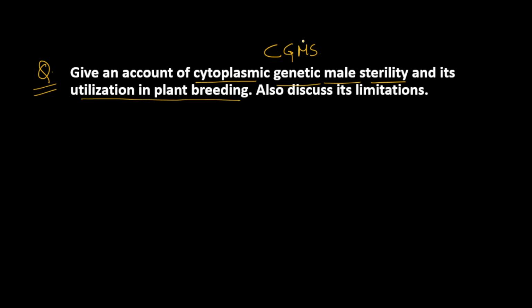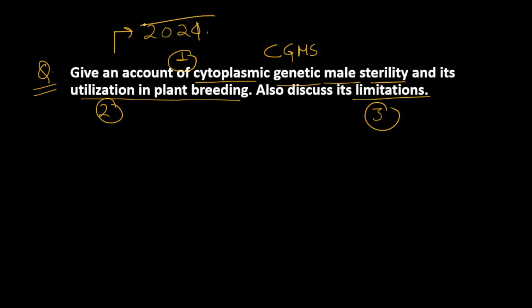The second part of the question is also asking us about its limitations. Actually, you can divide the question in three parts. The first part is about cytoplasmic genetic male sterility, briefly describe it. Second, its utilization in plant breeding, and third, its limitations. This question was asked in last year's agriculture optional paper of the UPSC civil services examination in 2024. So we will see how we can approach this answer.